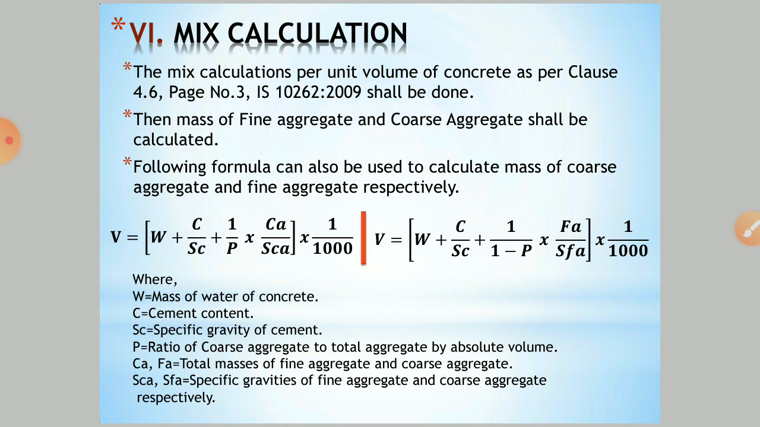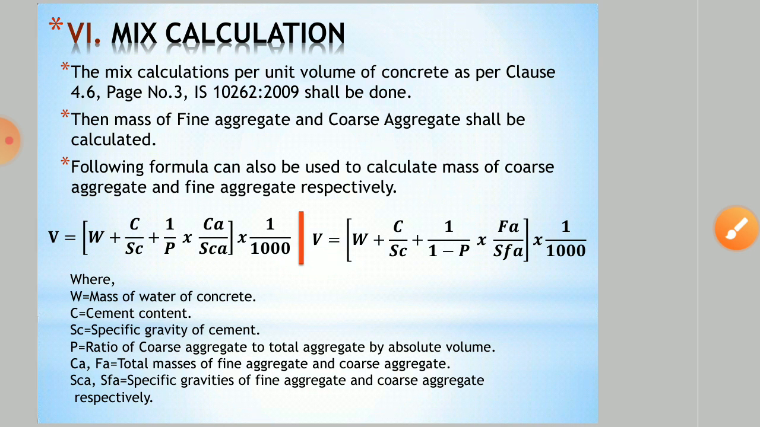Now you will get the mass of coarse and fine aggregates. There is an alternative way to find this mass, which we will discuss while taking the numerical. You may use both; you may use this formula also. The important point about this slide is that you have to remember this clause and the different parameters that are required to calculate the mass of coarse and fine aggregates.